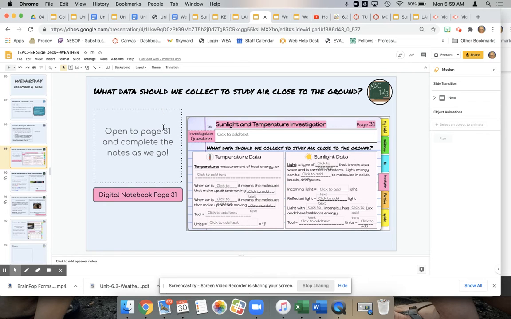And to do that, I have set up this page here where they are going to write in the investigation question for the unit, or rather for the lesson, and then fill out information about temperature data and sunlight data, because these are the two types of data we will be studying.